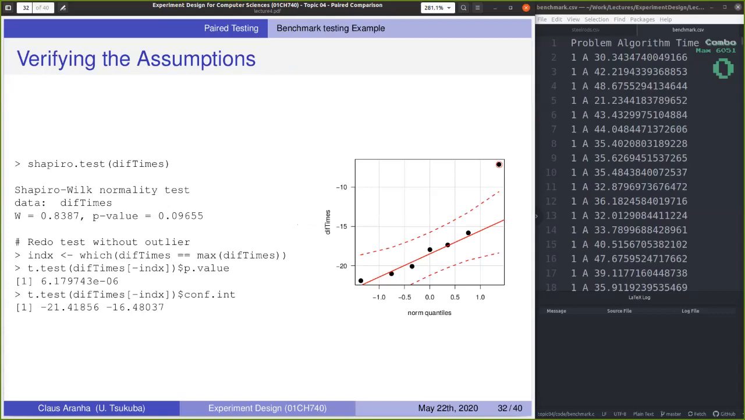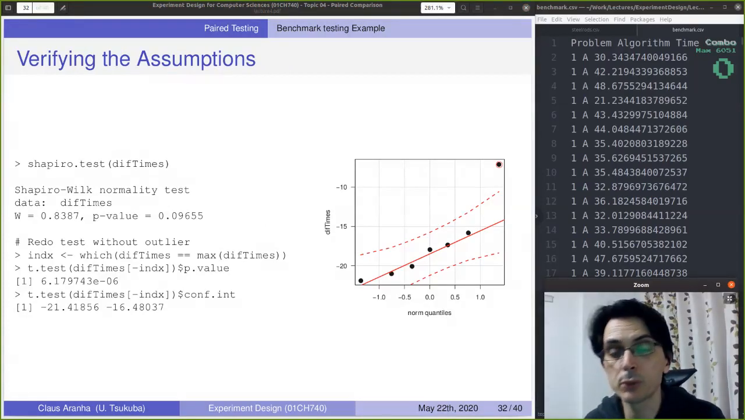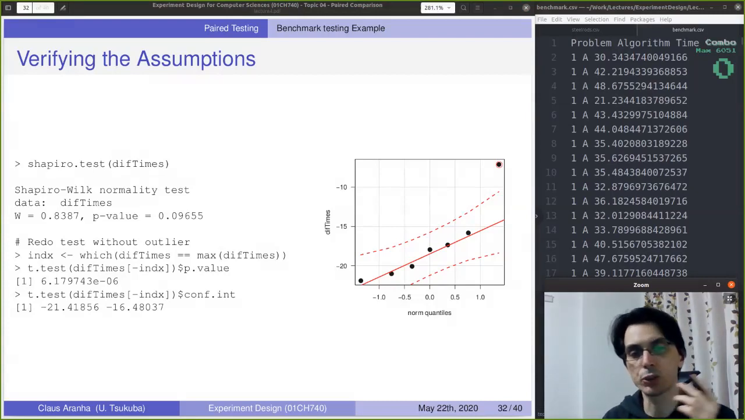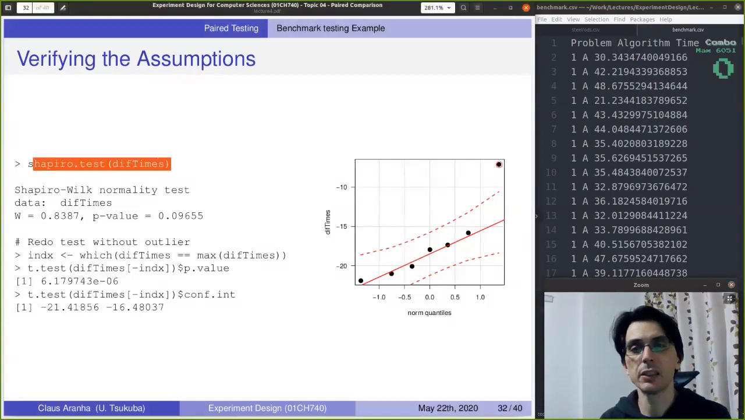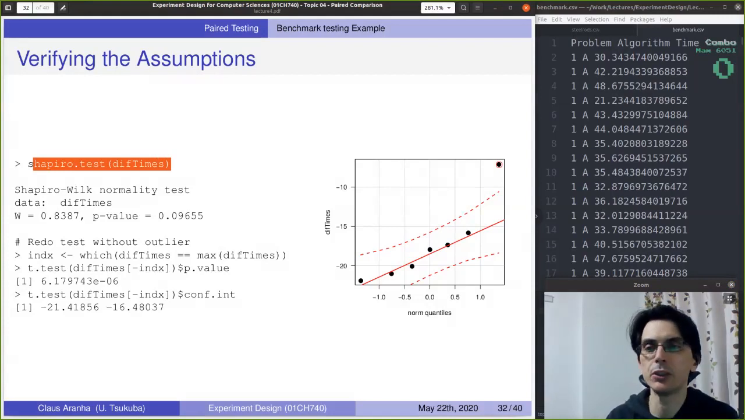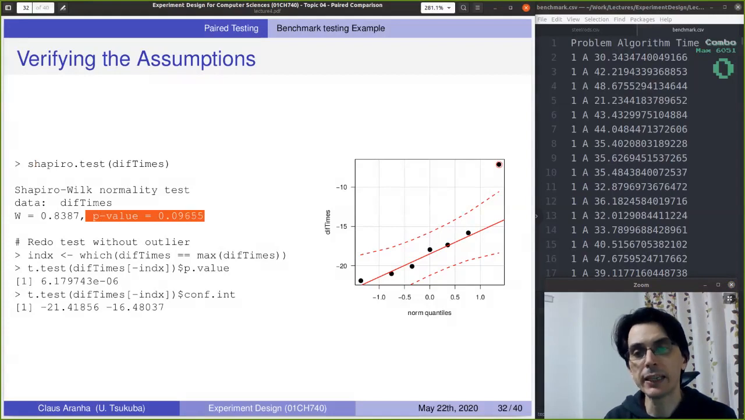Now, of course, after we do the test, we have to verify our assumptions. Our assumptions are normality, variances, and independence. So we do the Shapiro test here to check normality. And we can see that it's mostly normal, except that the last problem has a much higher value than the others, which is kind of acceptable. It's a minor variation. We can see that the p-value here rejects the null hypothesis that it is normal, but when we remove this outlier, we can see that it's well within the confidence interval, the p-value, sorry.